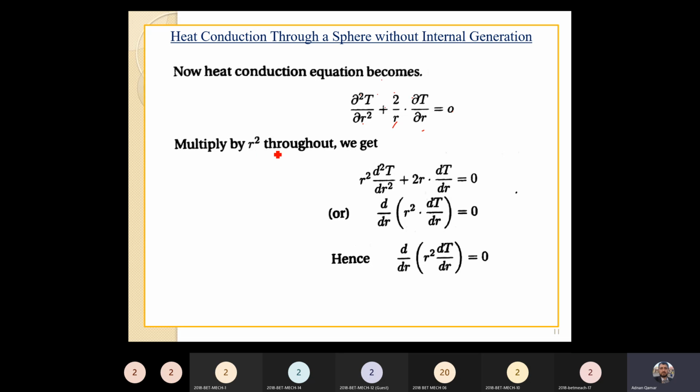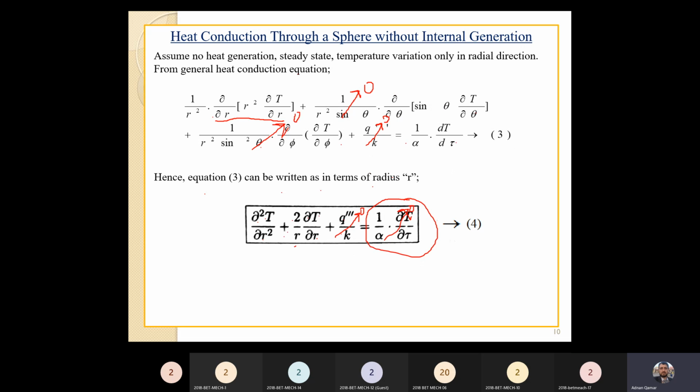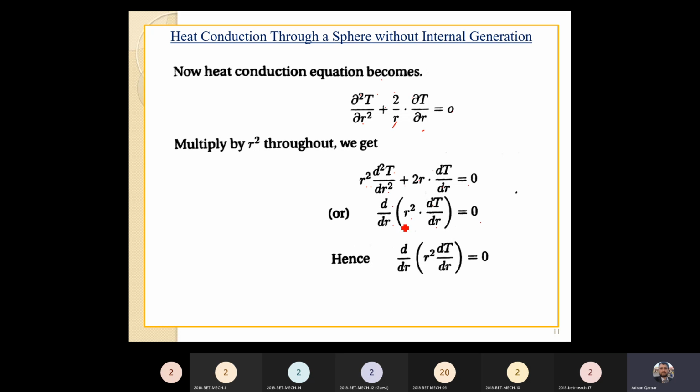So multiplying by r square throughout, you multiply this equation on both sides by r square, you will get r square d square T over dr square plus 2r dT over dr is equal to 0. Why have we multiplied it by r square? It is an open derivative. If you again close it, you will get d over dr of r square dT over dr equal to 0. And you can write it in this manner.